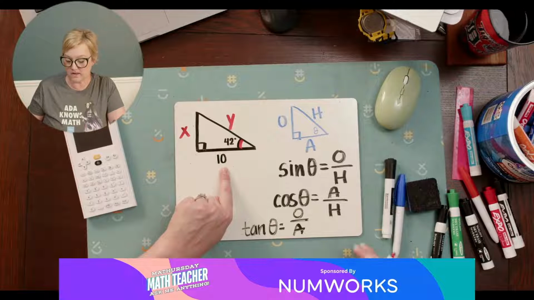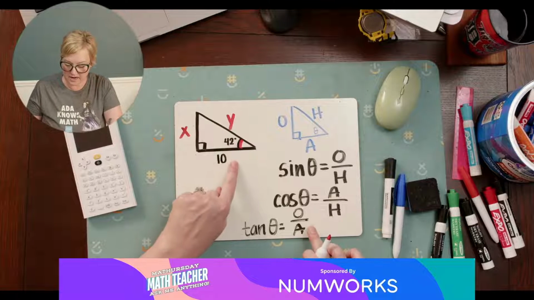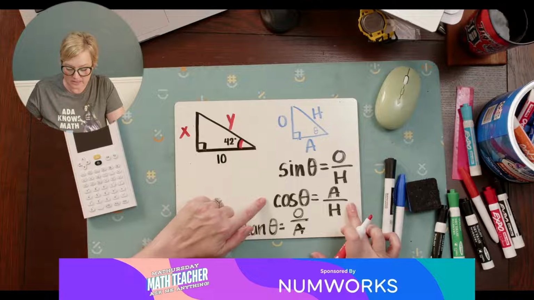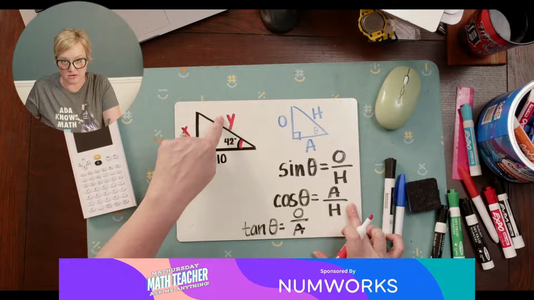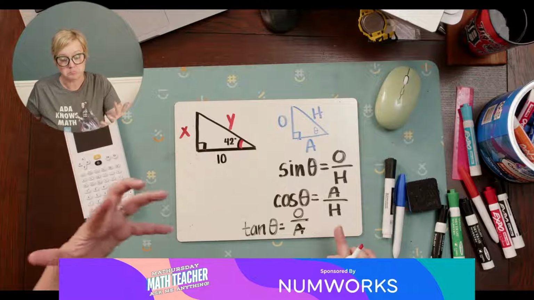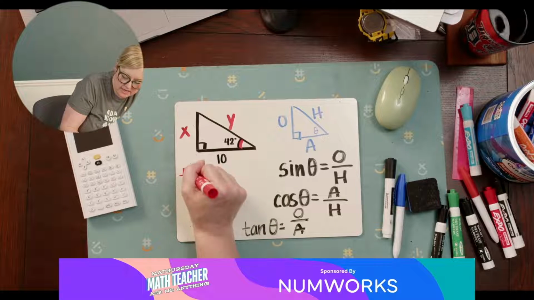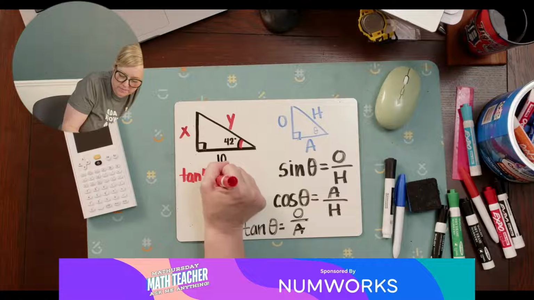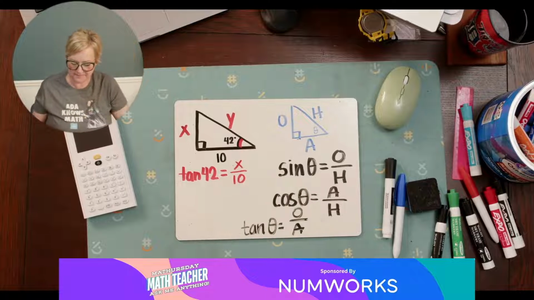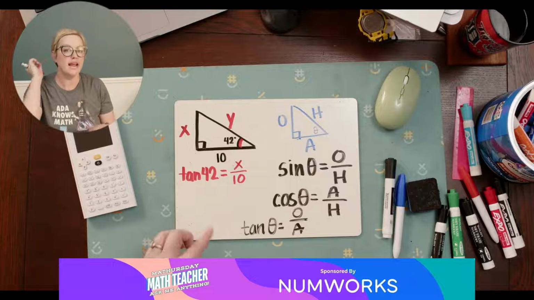So in order to figure these out, I am going to have to use cosine if I wanted to figure out Y first, or I'm going to need to use tangent if I want to figure out X first. The reason is because cosine is the adjacent over the hypotenuse, and that would include Y. Tangent is the opposite over the adjacent, and that would include X. So we can take our pick. Let's start with tangent. Why not? So let's start with tangent. So we're going to say tangent of 42 equals X over 10, because X is my opposite and 10 is my adjacent. Okay, and now tangent 42 is a number.